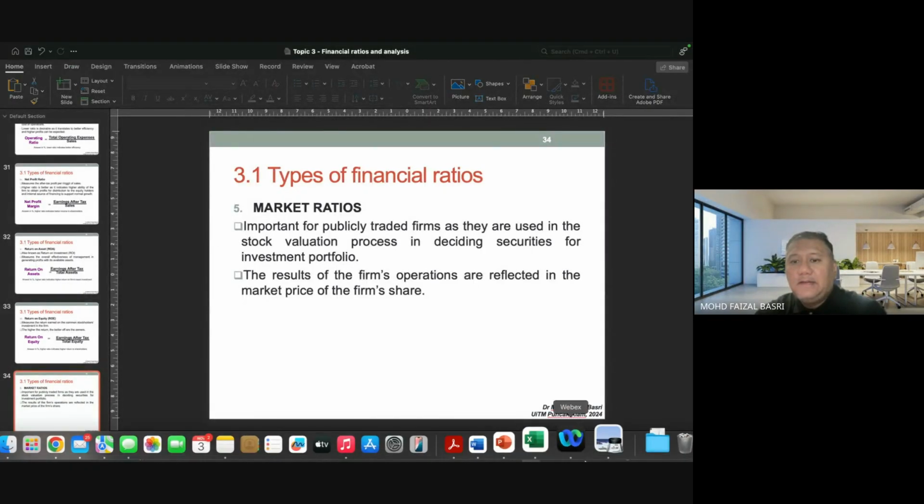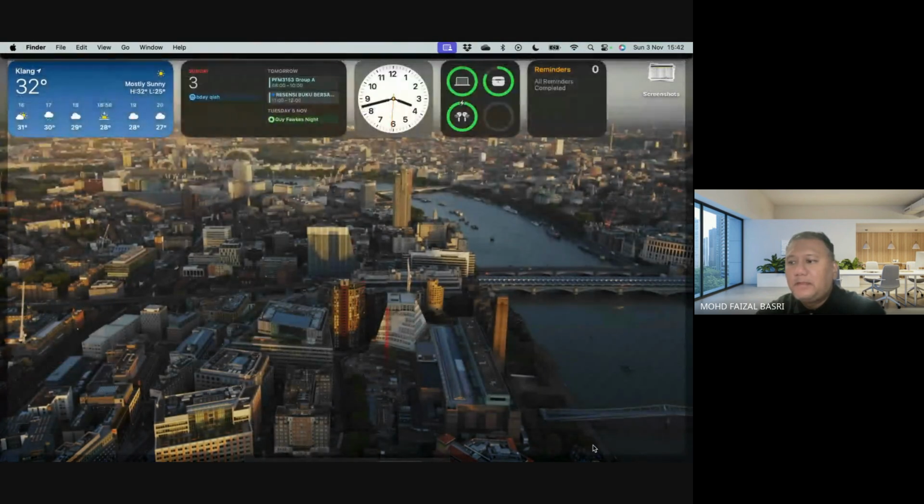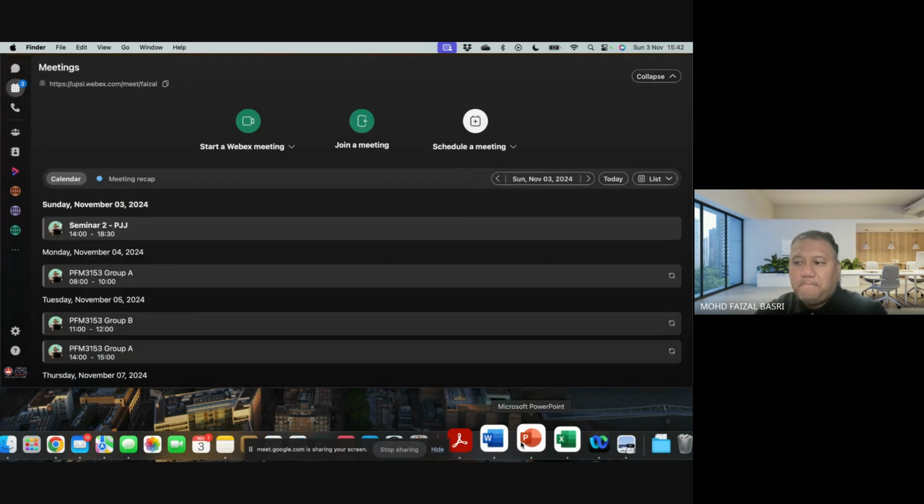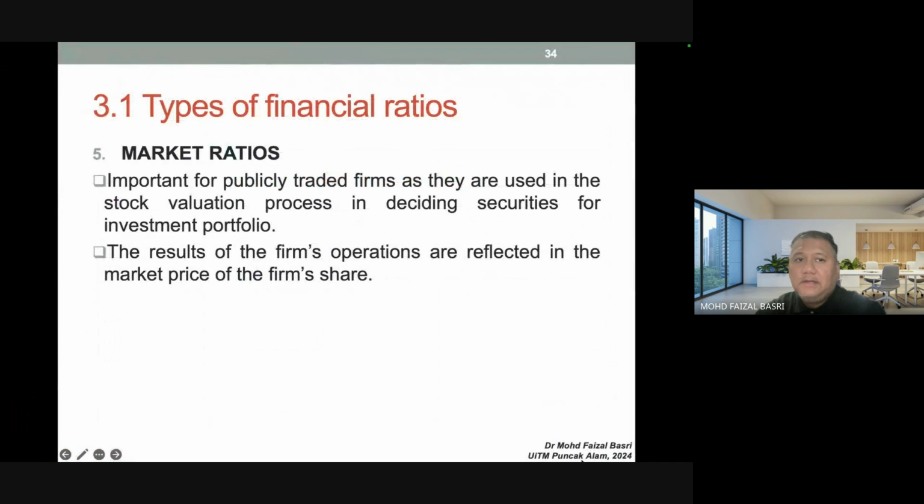Kategori yang terakhir, the fifth one. Fifth one is market ratios. So, market ratio ni tak keluar dalam final exam before this because the information required is beyond your statements lah. Dia beyond balance sheet and dia beyond daripada income statement. So we have to have more information. And this market ratios is only applicable for public trading company saja.